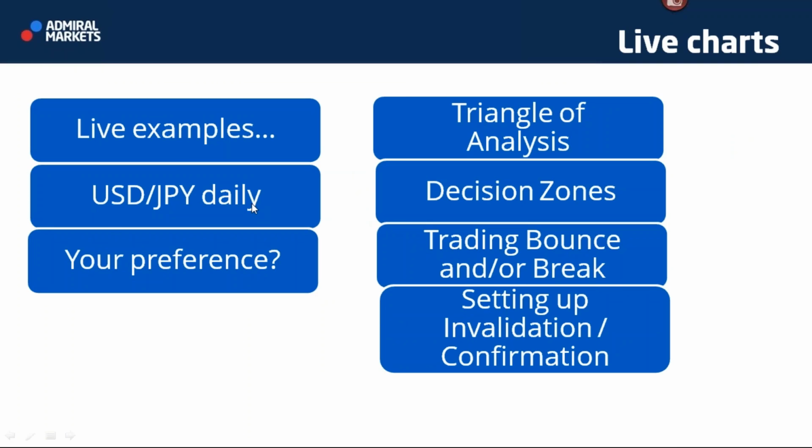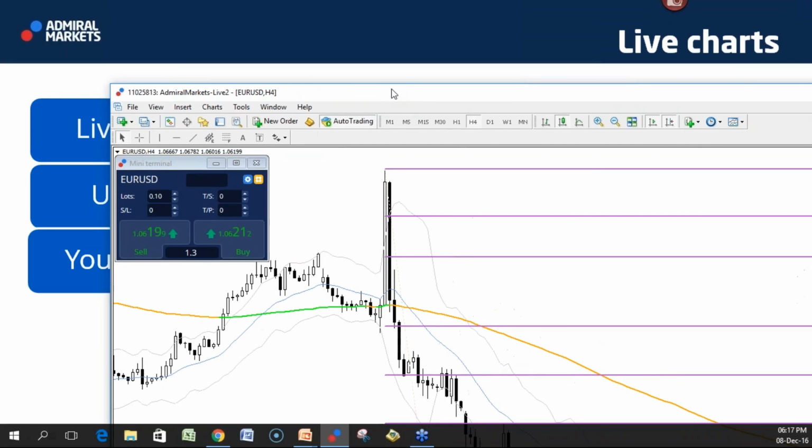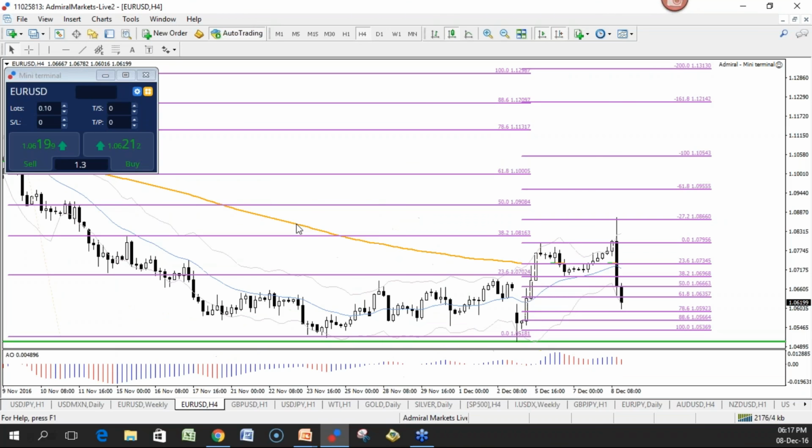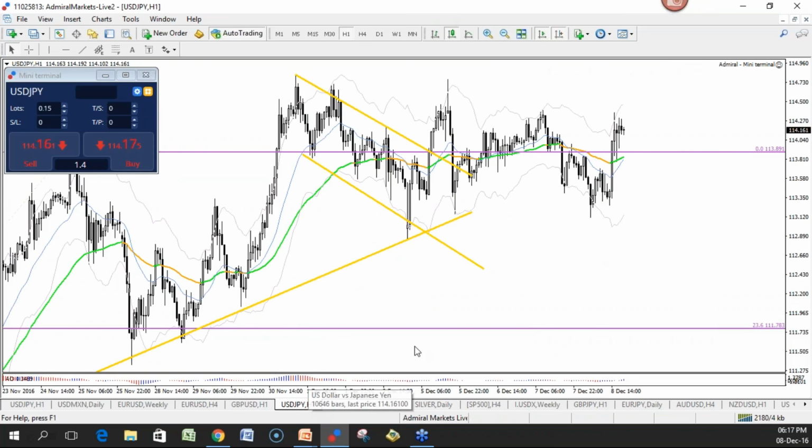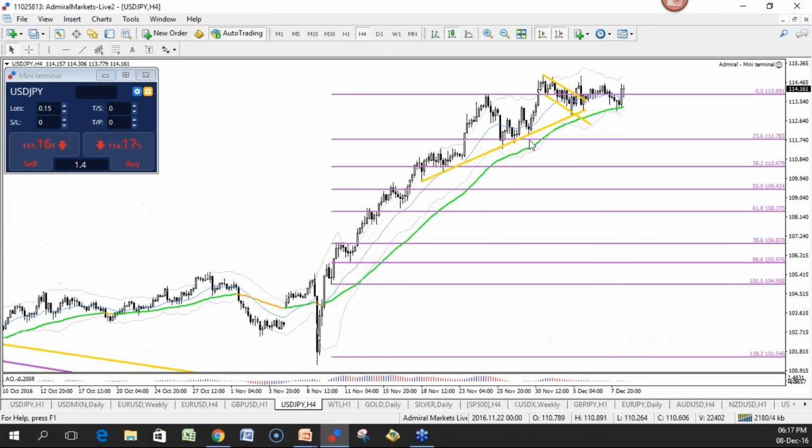I want to take a look at the dollar-yen. We could take a look at the euro-dollar. Any preference you have, perhaps. But remember, just one more time: analysis, decision zones, bounces or breaks, invalidation and confirmation levels. So let's keep those four steps in mind right now and take a look, first at the dollar-yen.